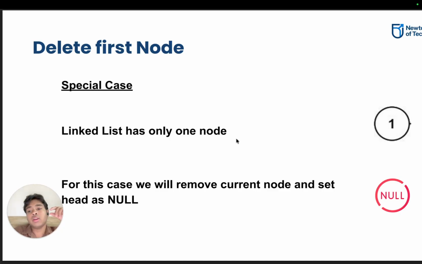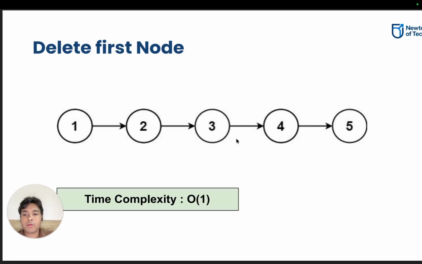Okay, the same concept was used in the deletion of a node from the last. Keep this in mind and we will move forward. The time complexity of deletion of the first node is O(1).